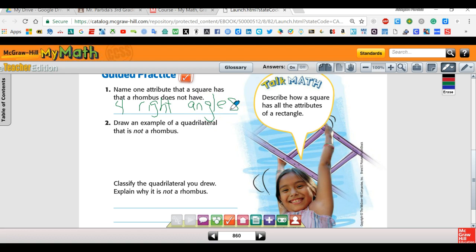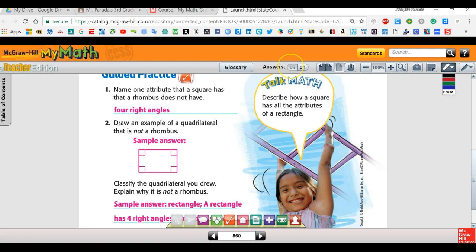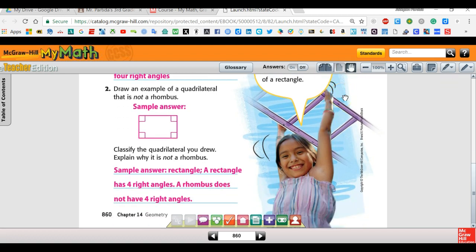Draw an example of a quadrilateral that is not a rhombus. There we go, roughly like that, right? Now I could draw this. That's not a rhombus either. Classify the quadrilaterals you drew. Why are they not a rhombus? Well, not all four sides are the same length. That's why. Something like this. You're right, 4 right angles. Here's an example that's not a rhombus. A rectangle, for example, or even a square has 4 right angles. A rhombus does not have 4 right angles.